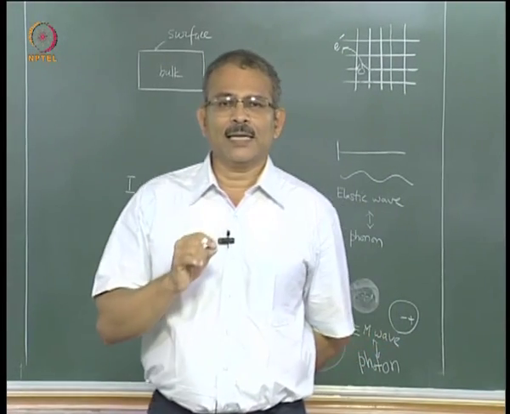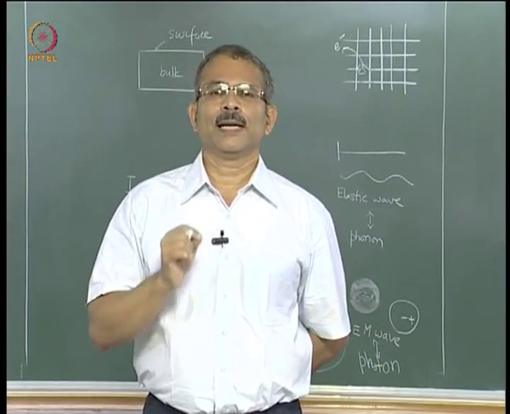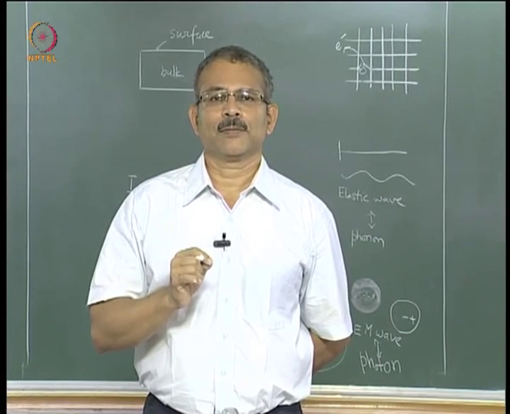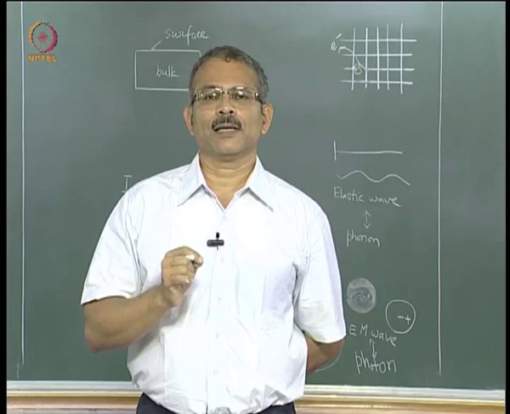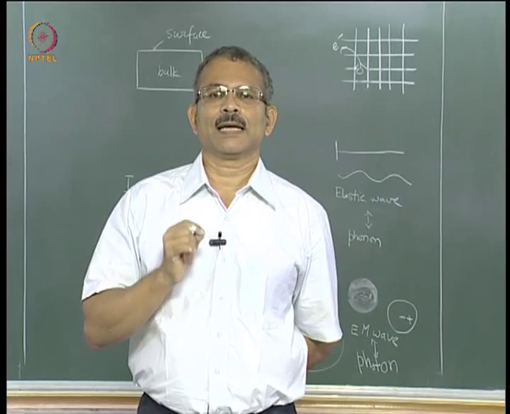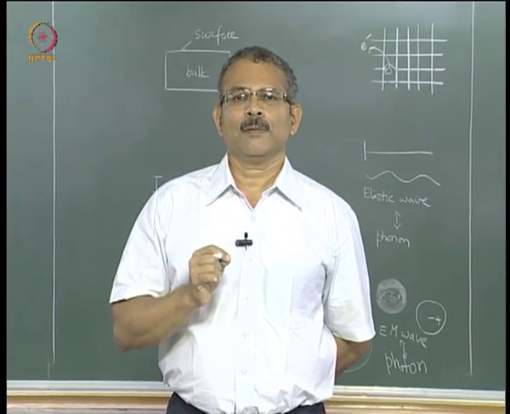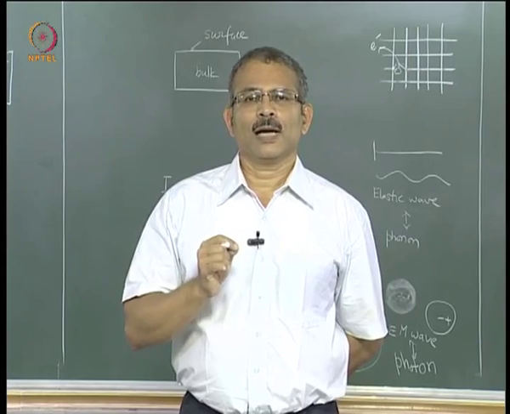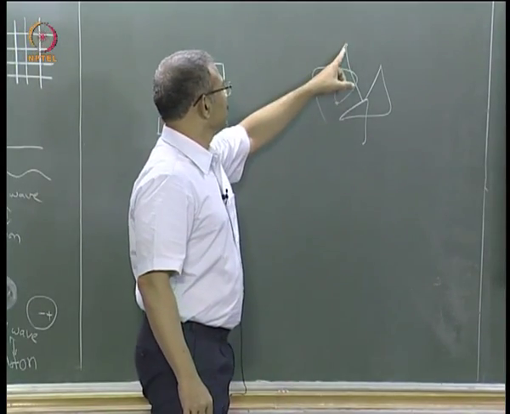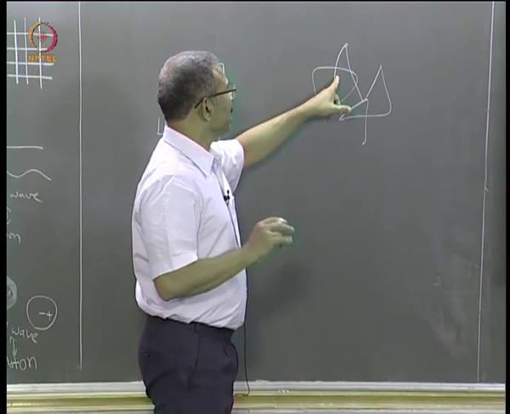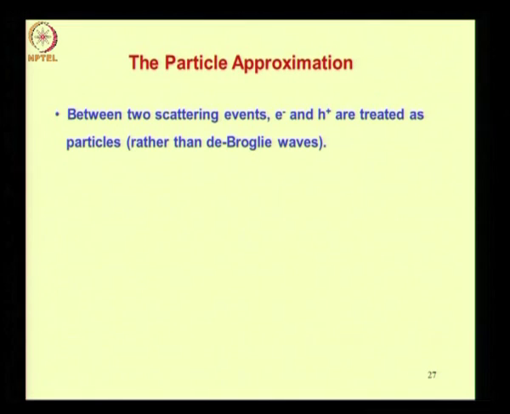The scattering event itself cannot be treated classically, or the electron cannot be treated as a particle to model the scattering event correctly. Similarly, we would have to assume that between the scattering events, though the electron or hole is a particle, its mass is not the same as the mass of an electron in vacuum. So the electrons and holes have an effective mass.